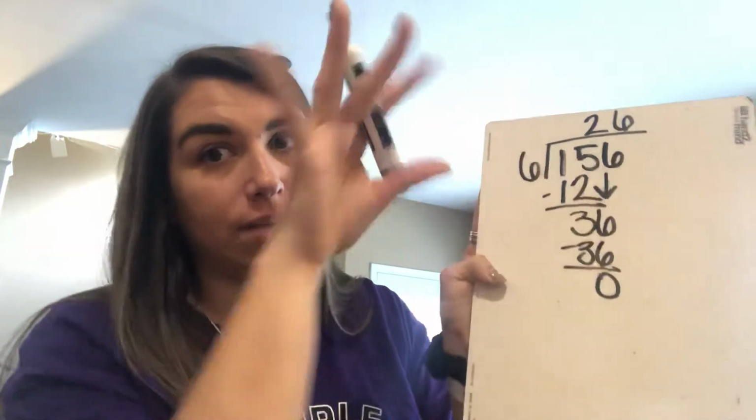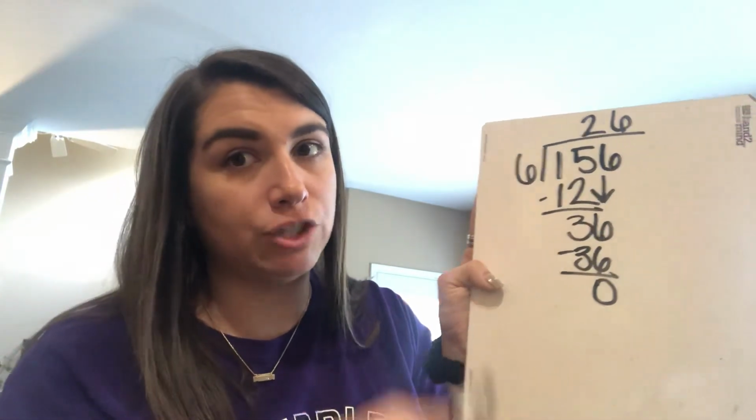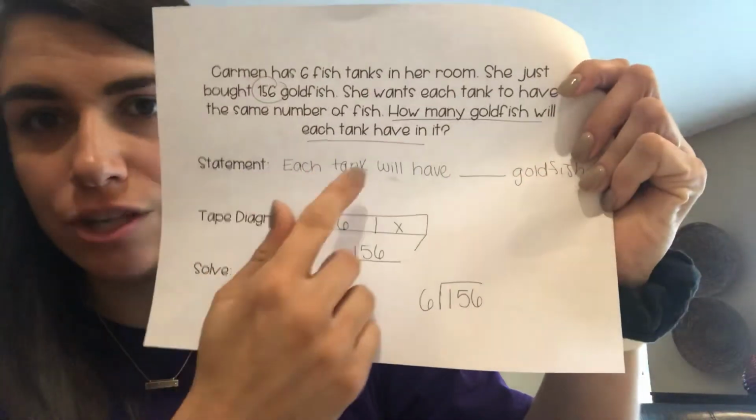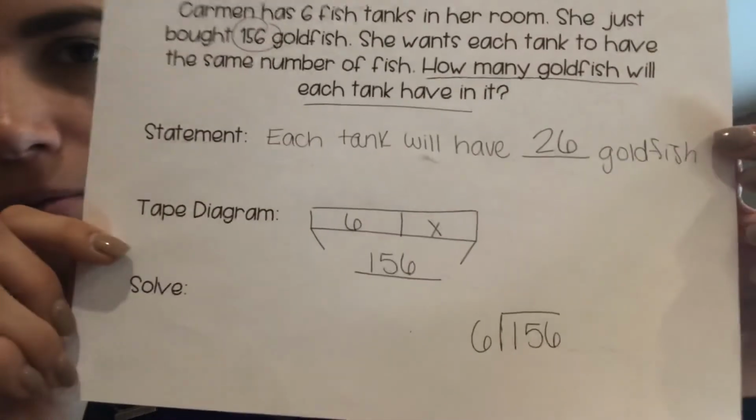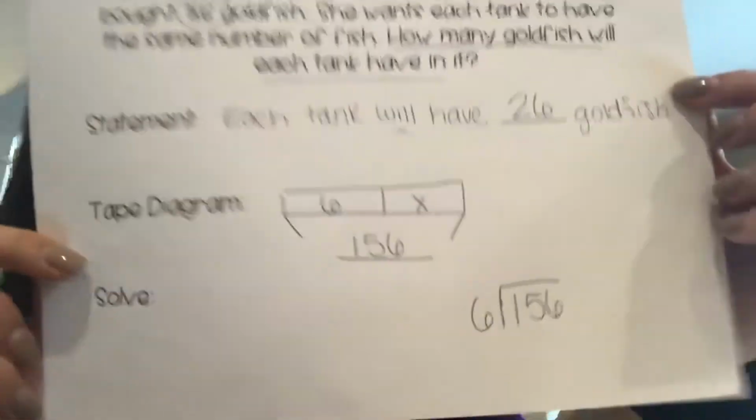So she's going to have an even number of goldfish in each one. She's going to have 26 goldfish in each of her tanks. So on my paper where I said each tank will have blank goldfish, I'm going to write 26. So each tank will have 26 goldfish.